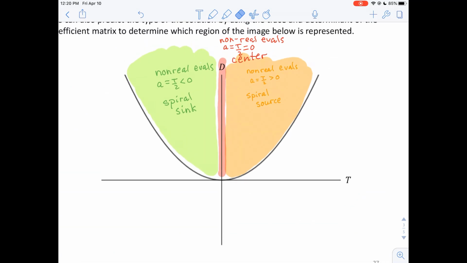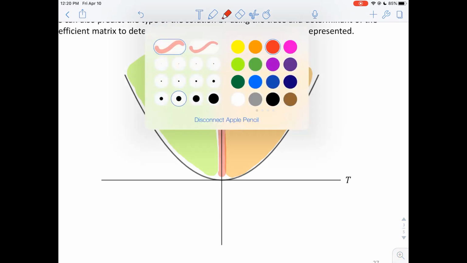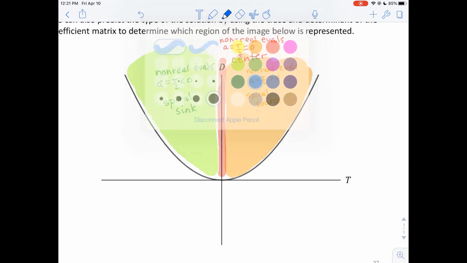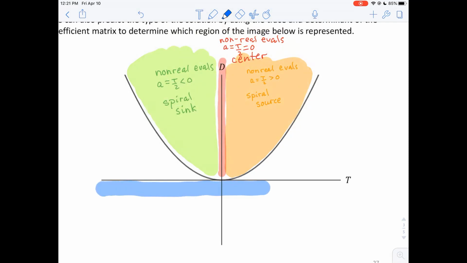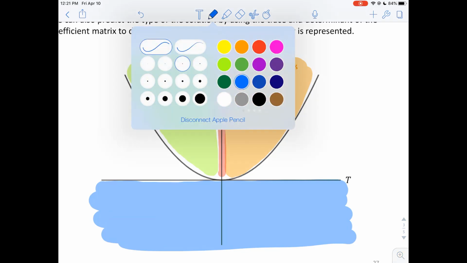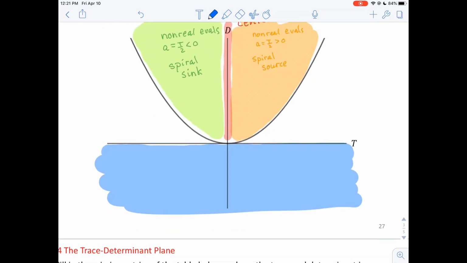And since D is the vertical axis, in order for the D to be negative, we have to be below the horizontal axis. So let's go with a color for our pretty much anything that's below the parabola and also below the horizontal axis. So we're talking about a pretty big region. In other words, quadrants 3 and 4. This whole region, space down here, corresponds to real distinct eigenvalues and a negative determinant.